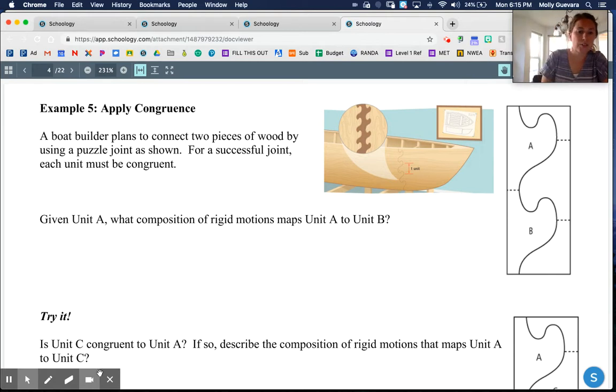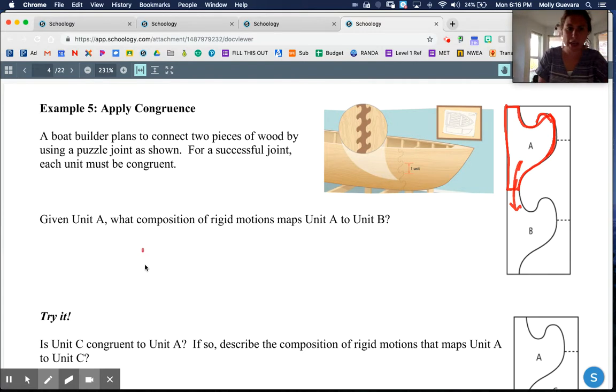So it says, given unit A, here's unit A. Okay, there's unit A. Probably could have drawn it better, but that's okay. What composition of rigid motions maps A onto B? So I just want to know, how do I get A to go to B? And here's B, right? So boom. And hopefully we just see they're the same shape. A is just shifted down, right?